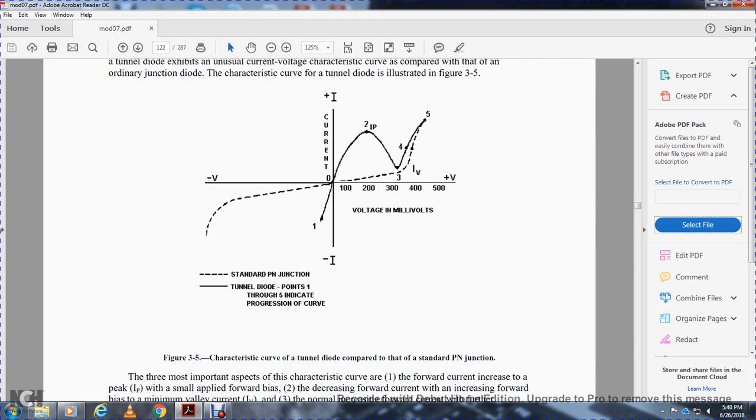The dotted dash line is the standard positive-negative junction. The full line is the tunnel diode, with points 1 through 5 indicating the progression of the curve. Voltage is in millivolts and current in amps.